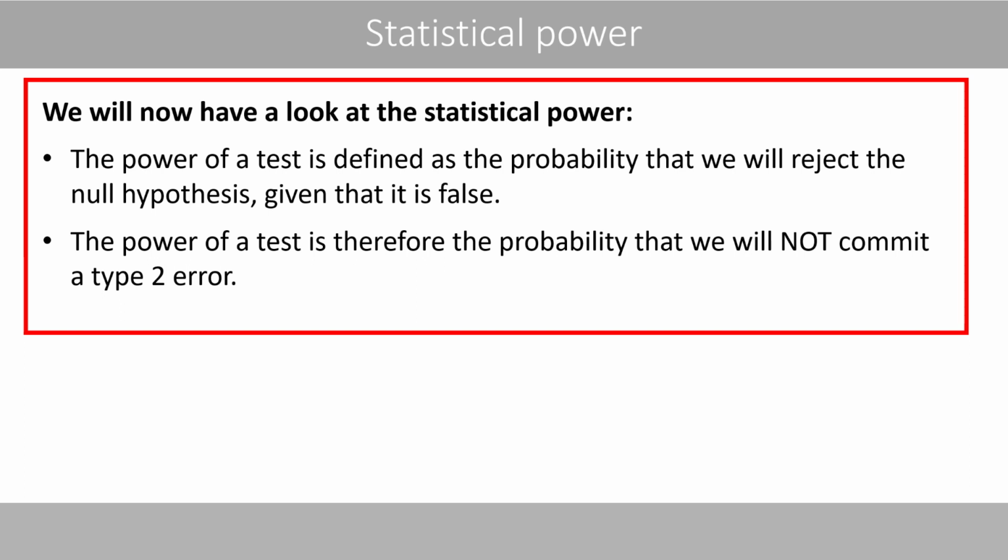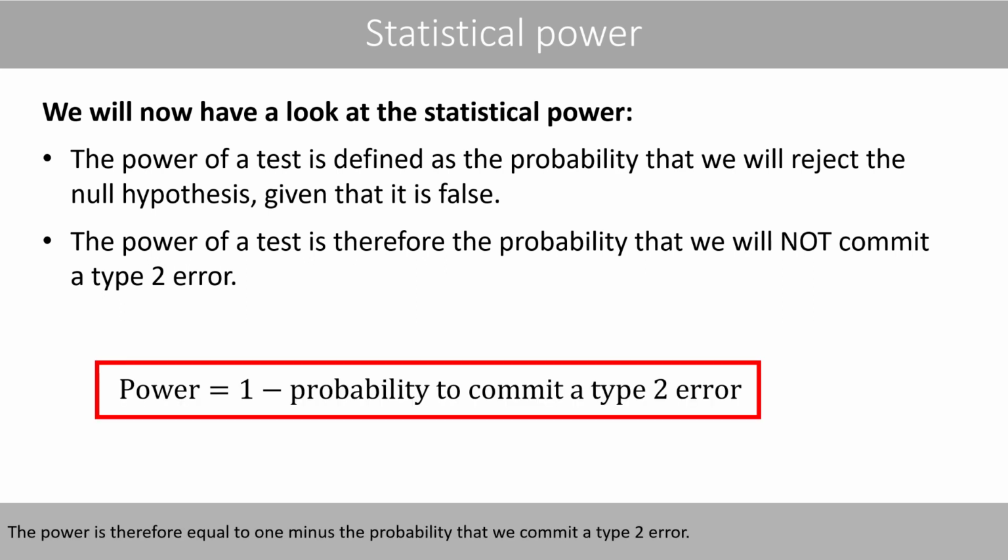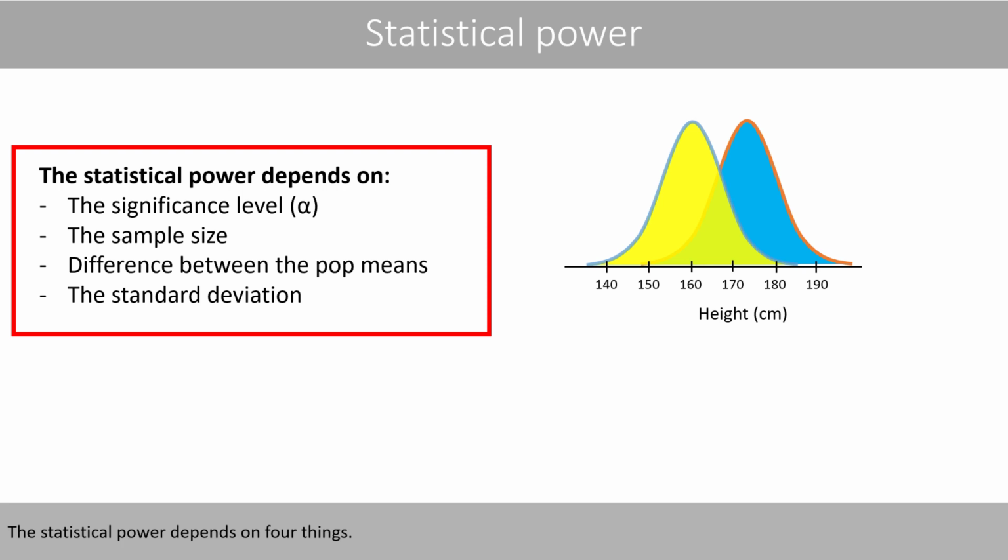We will now have a look at the statistical power. The power of a test is defined as the probability that we will reject the null hypothesis given that it is false. The power of a test is therefore the probability that we will not commit a type 2 error. The power is therefore equal to 1 minus the probability that we commit a type 2 error. The statistical power depends on 4 things.